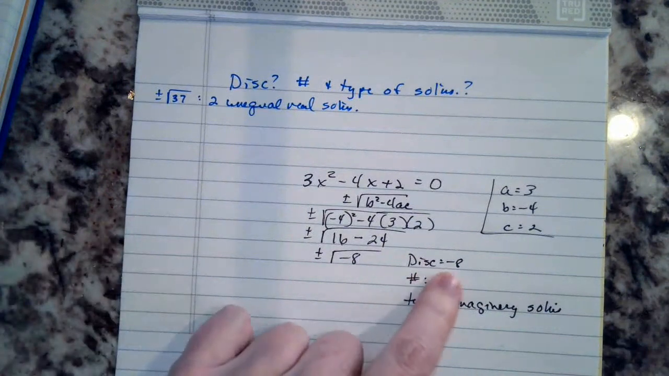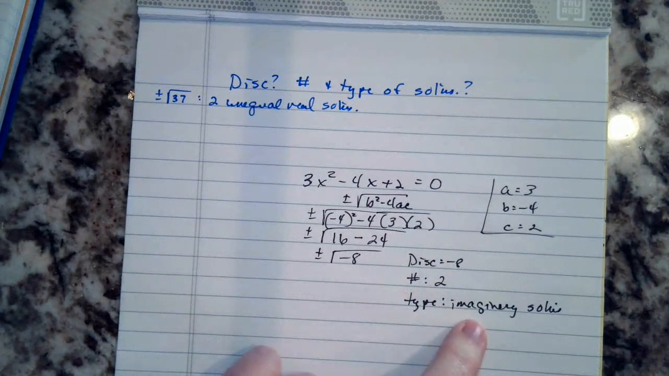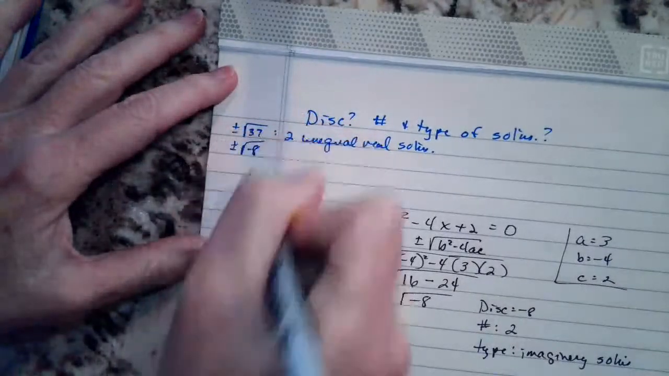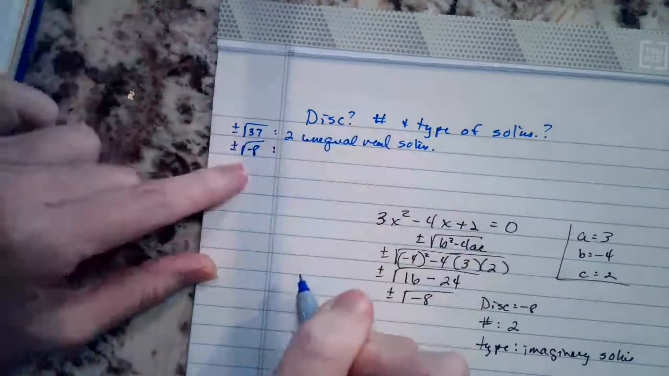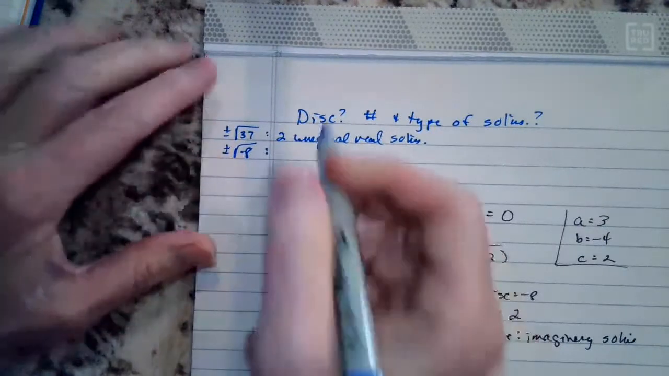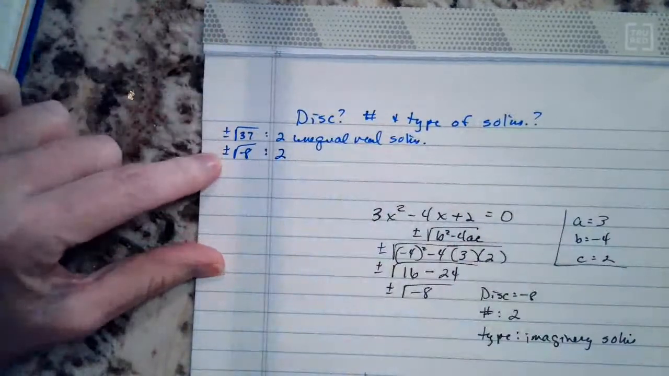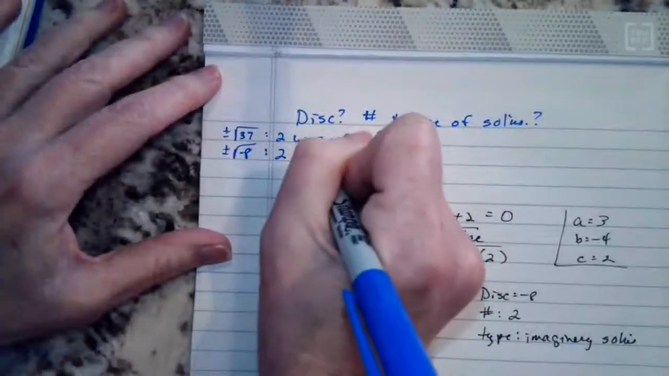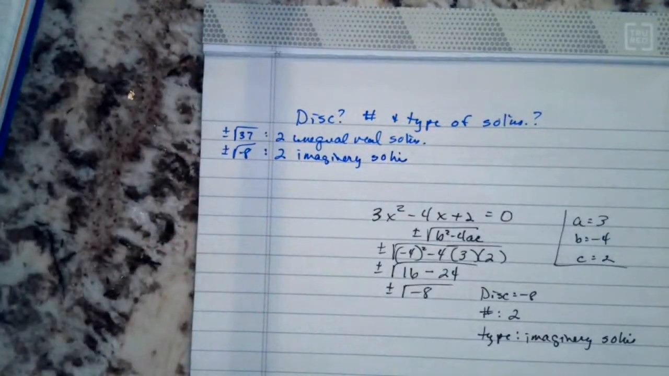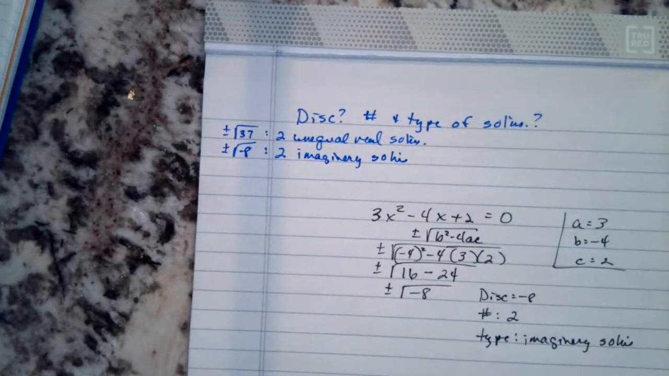So the answer for the discriminant would be -8 in this problem. The number of solutions is 2, and they are imaginary solutions. So let's add to this little chart. If you get a negative number under there, then the discriminant is just the -8. They don't want all the decoration around it. They just want -8. And the number of them, you've got 2 of them, a plus version and a minus version. And the type is imaginary solutions. So you'll be matching on MyMathLab to 2 imaginary solutions after you put in the discriminant of -8.